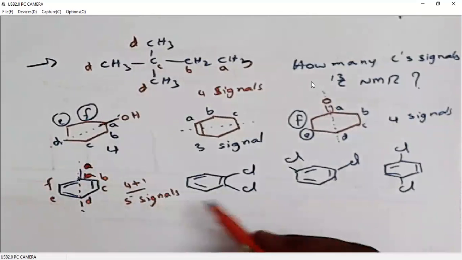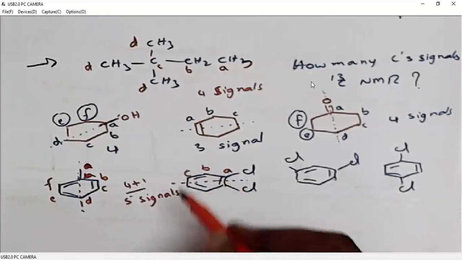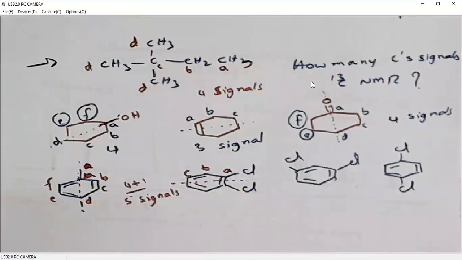Here we can take a symmetry axis like this. So we get only 3 signals here.